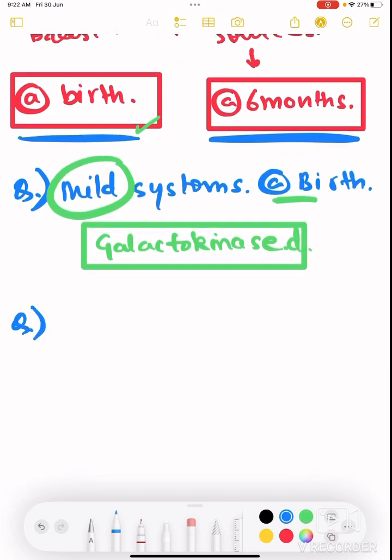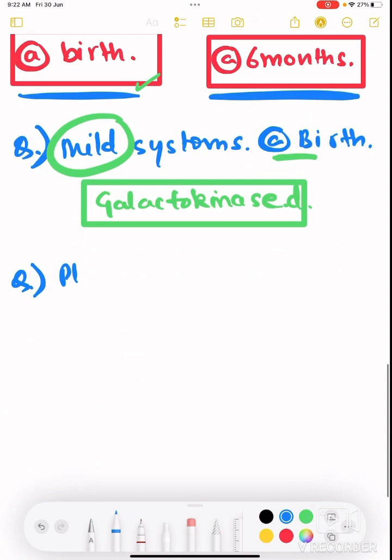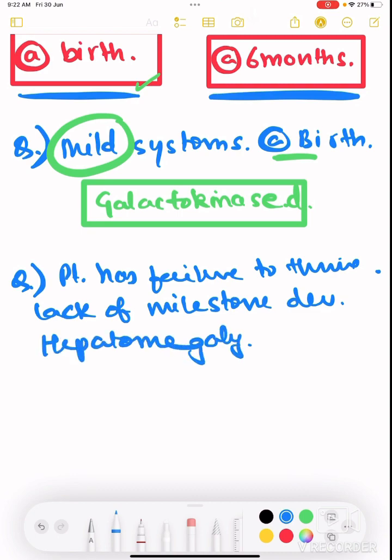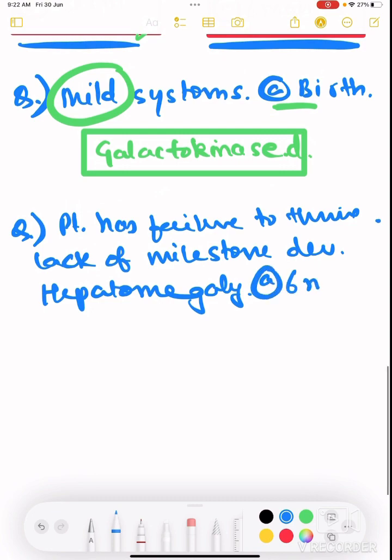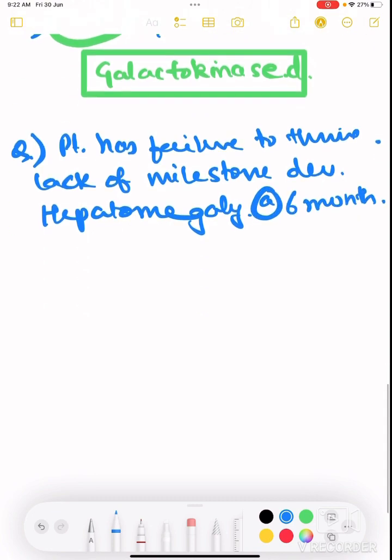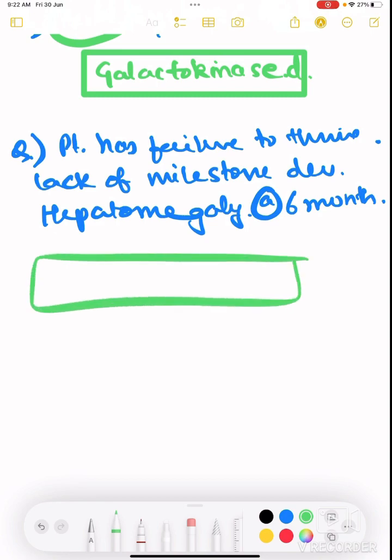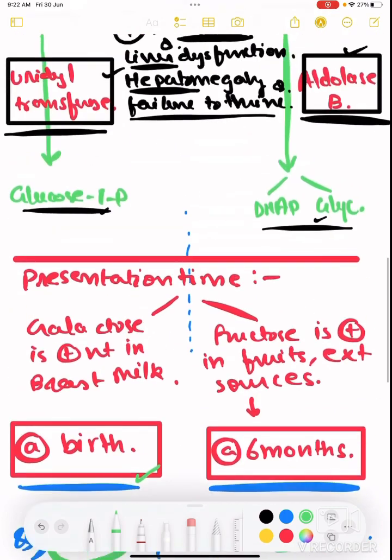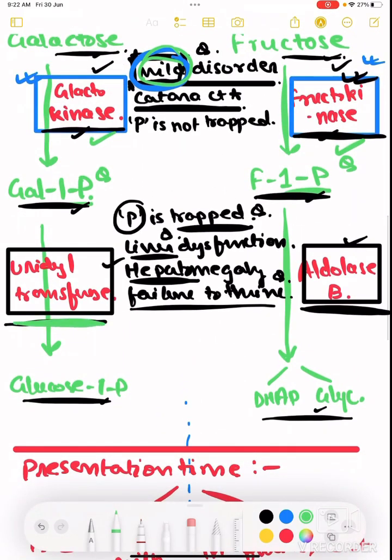For the next question, for example, the patient has failure to thrive and lack of milestone development, and also has hepatomegaly, right? And all these symptoms are occurring at 6 months of age. Before 6 months of age there were no symptoms, right? So what will be your answer? The patient is having heavy symptoms like lack of milestones, failure to thrive, hepatomegaly, which means that your answer will be either uridyl transferase deficiency or aldolase B deficiency, right?